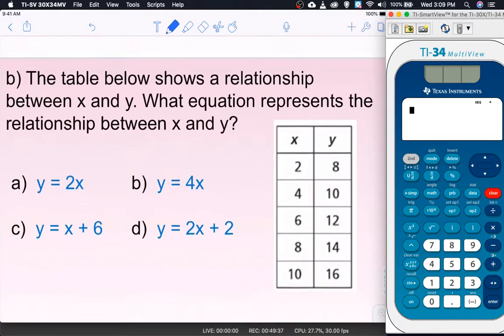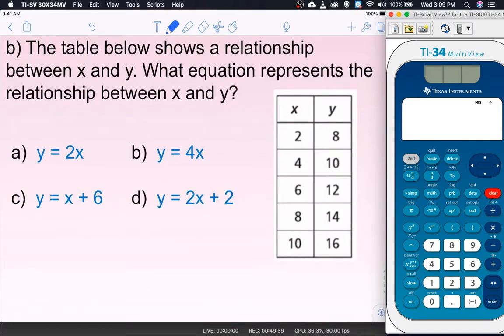All right. So, last question for the lesson. I'd like you to try this one, please. The question says, the table below shows a relationship between x and y. What equation represents the relationship between x and y? Your choices are A, y equals 2x, B, y equals 4x, C, y equals x plus 6, or D, y equals 2x plus 6. Why don't you go ahead and pause the video, try this on your own right now, and when you're ready, hit play, and we'll go through it together.